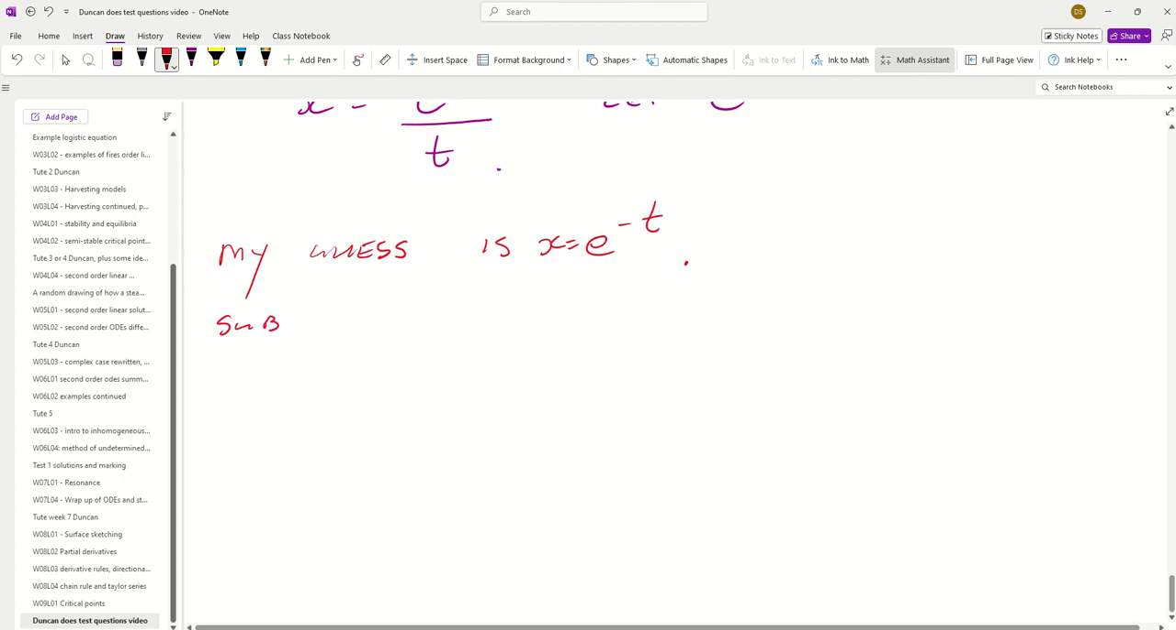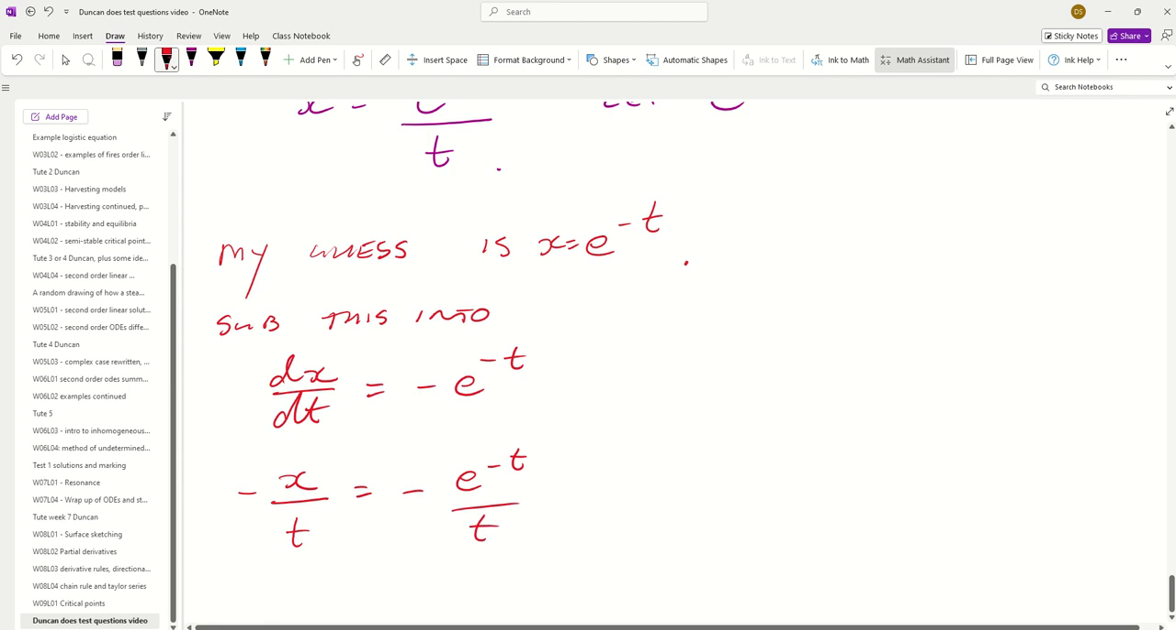Sub this into the ODE, dx/dt. Well, if I differentiate this, I'm going to get minus e to the minus t. And then if I look at minus x on t, that's equal to minus e to the minus t divided by t. These are not equal. So my guess is incorrect.